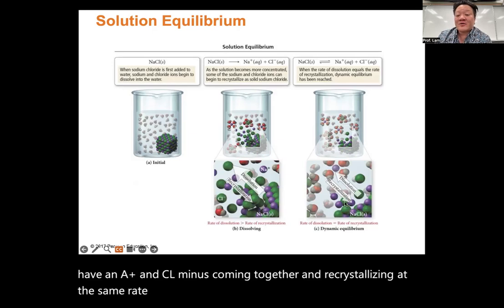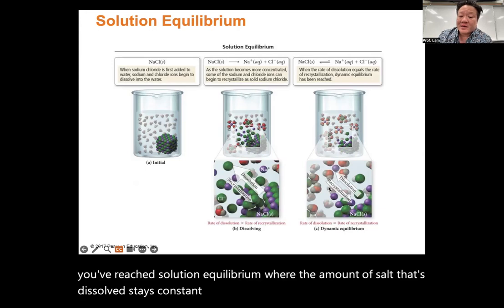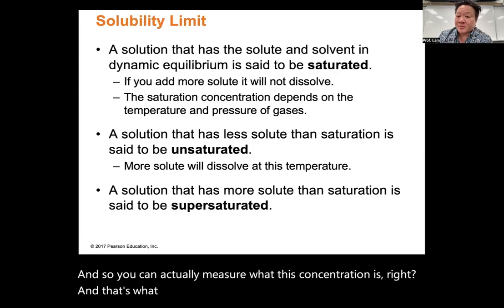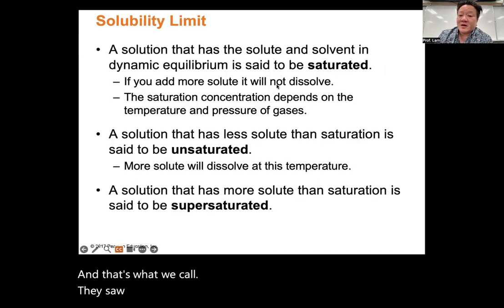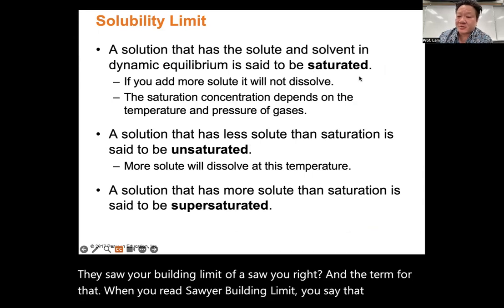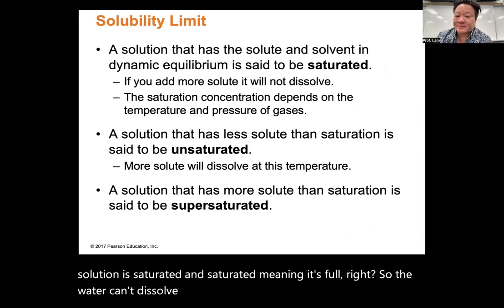So what's happened is you've reached solution equilibrium, where the amount of salt that's dissolved stays constant. And you can actually measure what this concentration is, and that's what we call the solubility limit of a solute. When you reach the solubility limit, you say that the solution is saturated. It's saturated, meaning it's full, so the water can't dissolve any more of the ions.